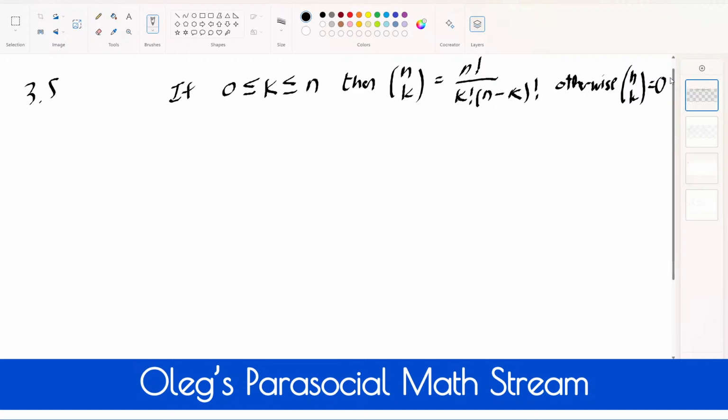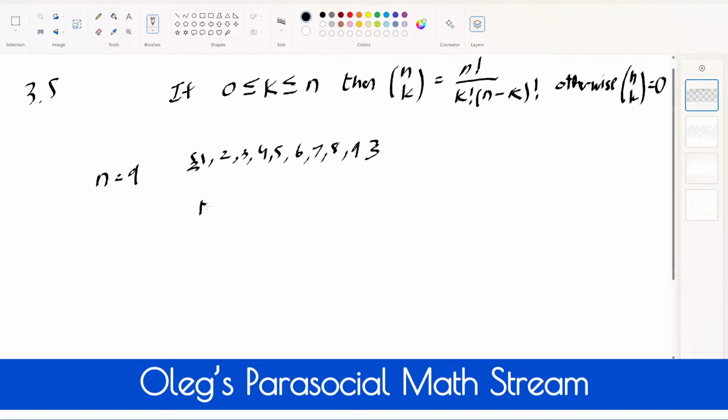How many size 4 subsets does this set have? Size 4. Okay, so we have 1, 2, 3, 4, 5, 6, 7, 8, 9. So let's just be clear. This has 9 elements. N equals 9. And then we want to know how many subsets of size 4.